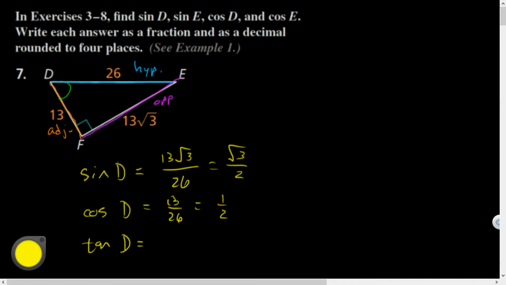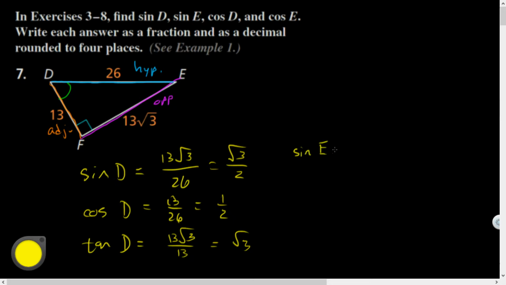Tangent of D, we can find that by doing opposite over adjacent, right? Even though this problem didn't ask for it, I figured we might as well. Actually, this problem is pretty great. I might come back to this problem later today. And then it's completely different from angle E's perspective.